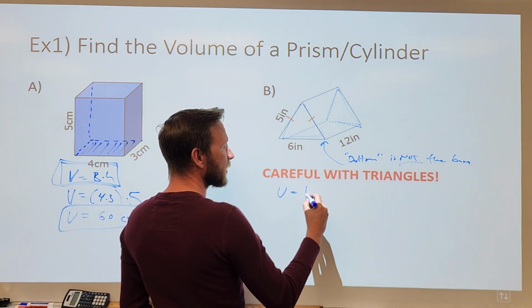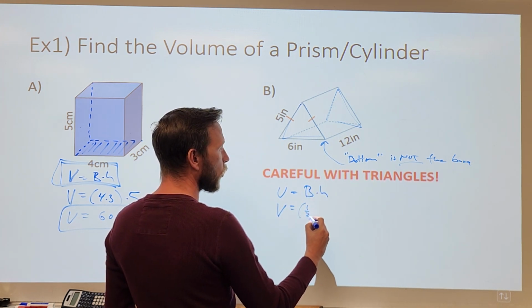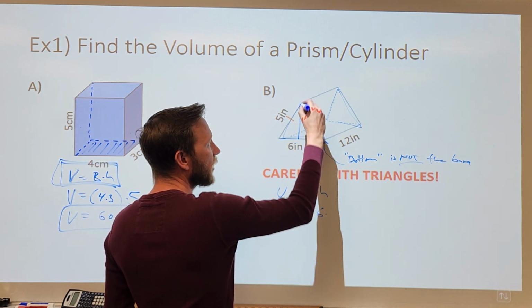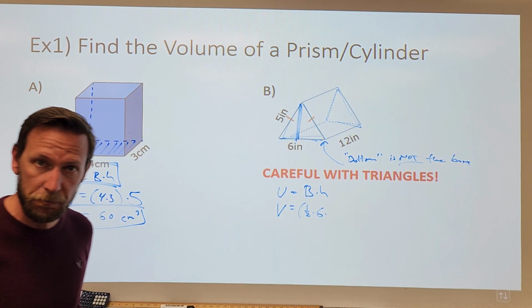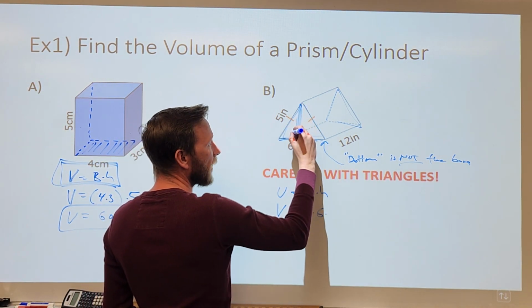The volume is found by taking the area of the base times the height. Well, the area of our base is going to be 1/2 times the base of the triangle, 6, times the height of that triangle. I do not know the height of that triangle by looking at this. But lucky for us, we have tools to find that height.